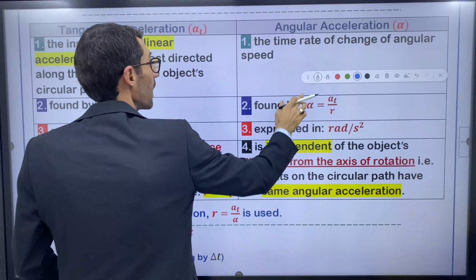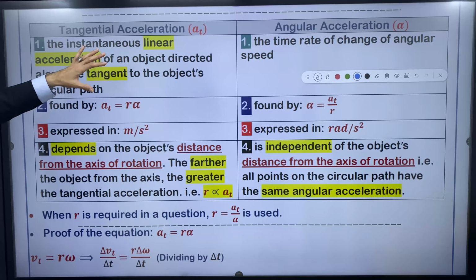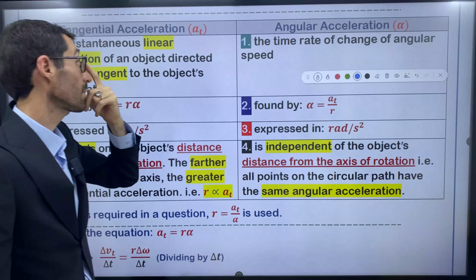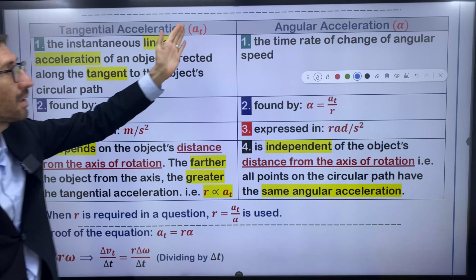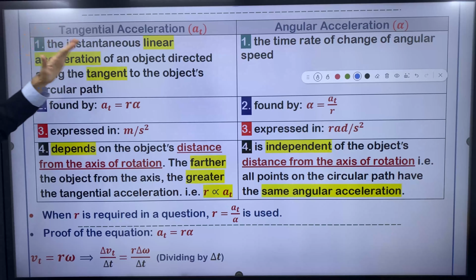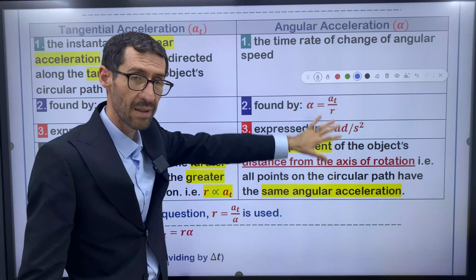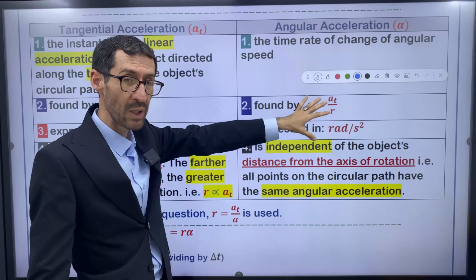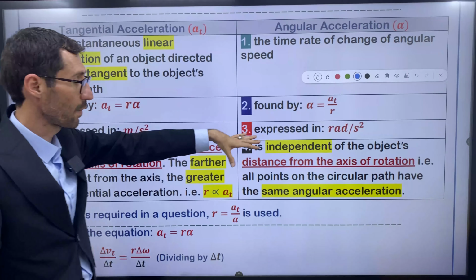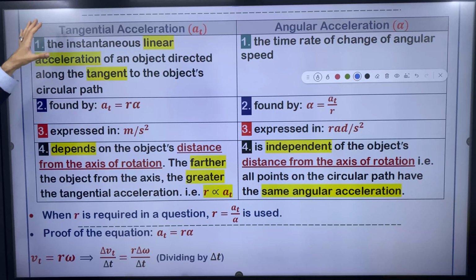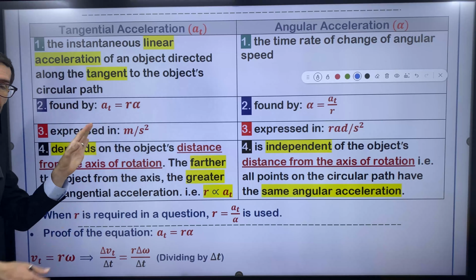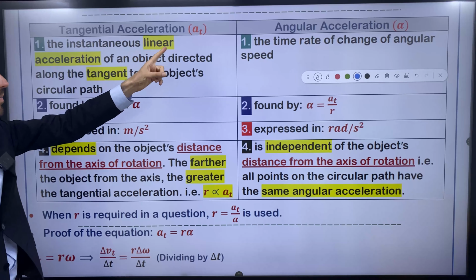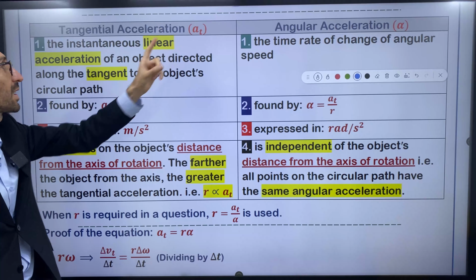We have a table which compares two things together: tangential acceleration AT and angular acceleration alpha. Actually, the right side of the table is background for us. It's not new for us. We know this information already. But the left side of the table is new information. Tangential acceleration, AT.